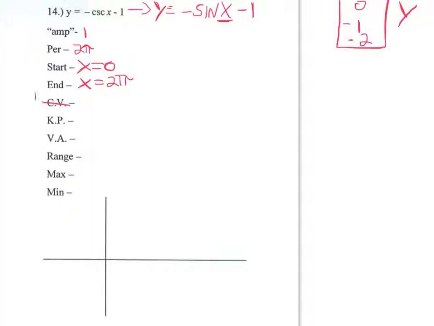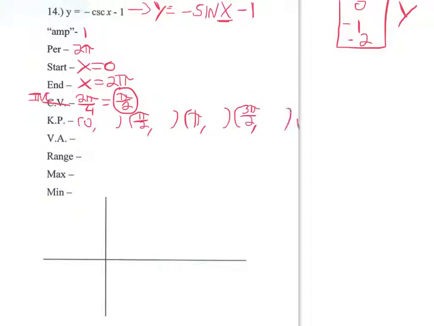Remember CV, that's the increments. So we'll say 2 pi, we know this, we've dealt with this, 2 pi over 4. That reduces to half a pi, or pi over 2. Okay, so our key points, we're going to start at 0. Add pi over 2 to it, so you get pi over 2. Pi over 2 plus pi over 2 is pi. I add half a pi to that, we get 3 pi over 2. Add half a pi to that, and we get 2 pi.